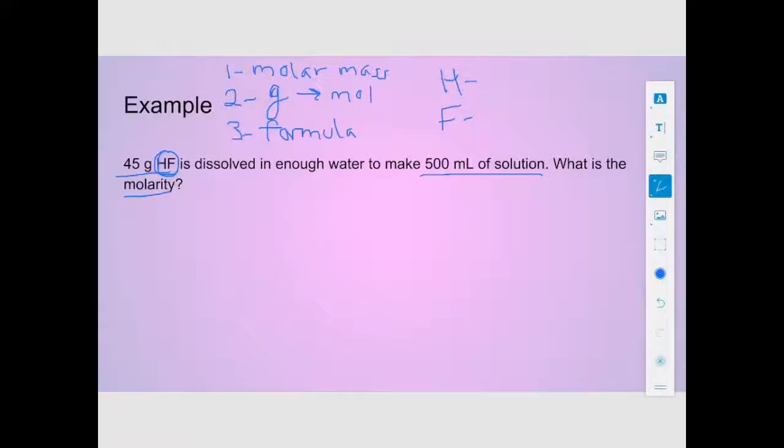Now this problem is not in your packet. I'm putting it here just so that you can see me go through one problem without having to follow along and write everything down as I go.